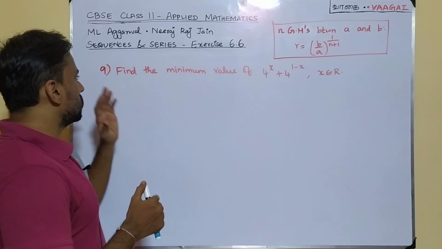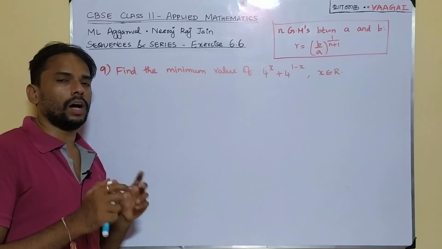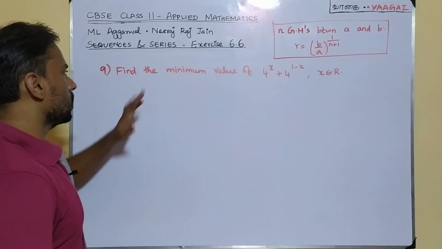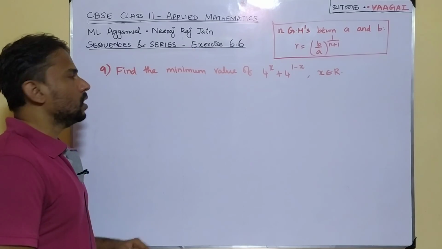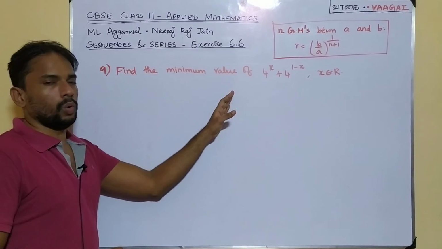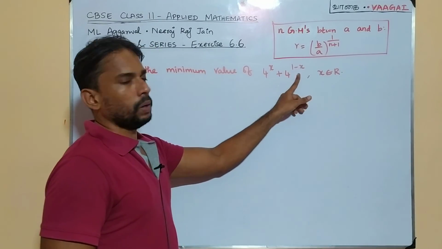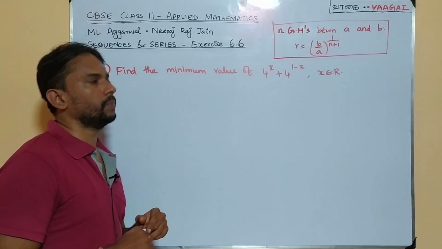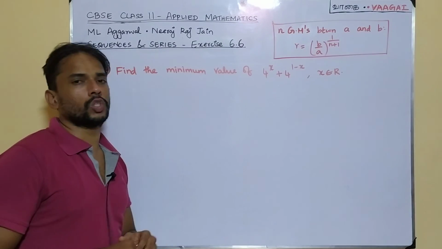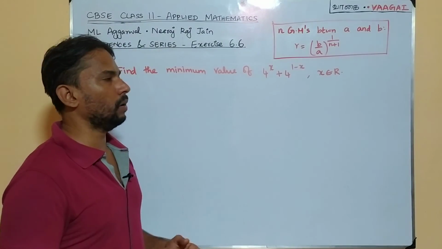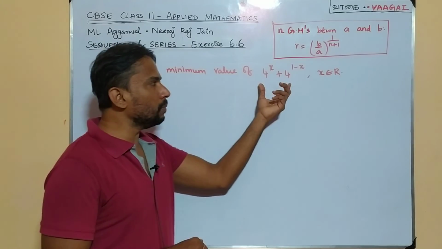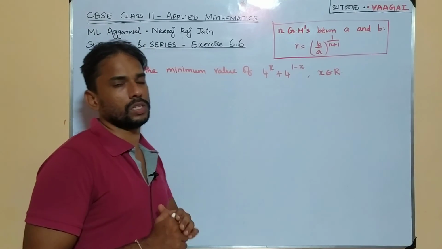Now we are with question number 9, and this is going to be the last question of this exercise. Let us see this question. Find the minimum value of 4 power x plus 4 power 1 minus x, where x belongs to the real numbers. x is a real number, in the sense, what will be the minimum value of this given expression. This is the question.